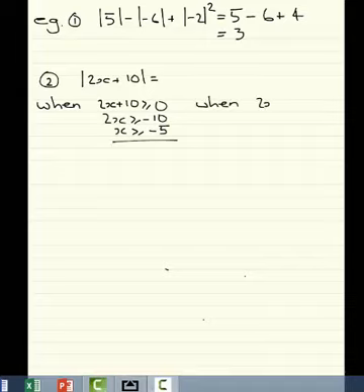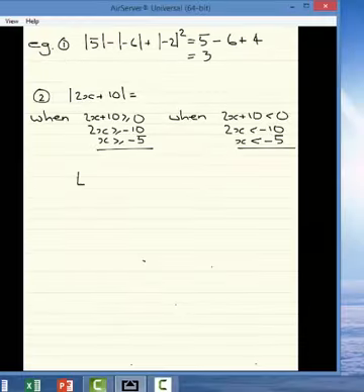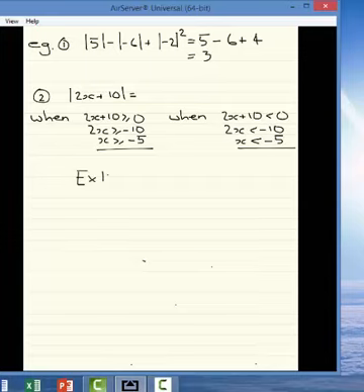2x plus 10 could be less than 0. So when that's negative, it's another inequation. 2x plus 10 less than 0, so 2x is less than negative 10, so x is less than negative 5. 2 options when there's algebra involved. That's what you need to do exercise 1.9.